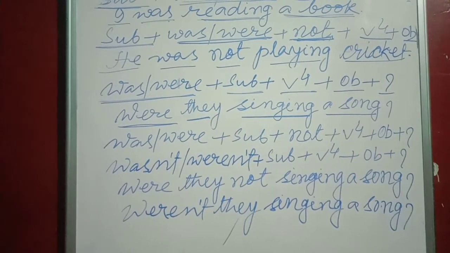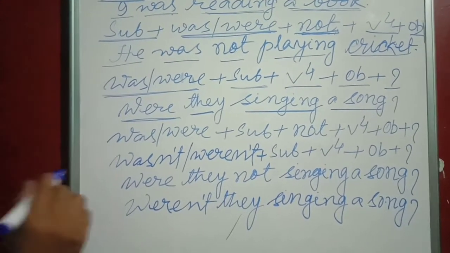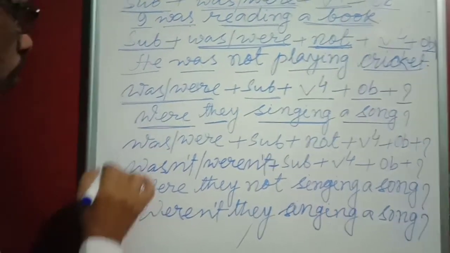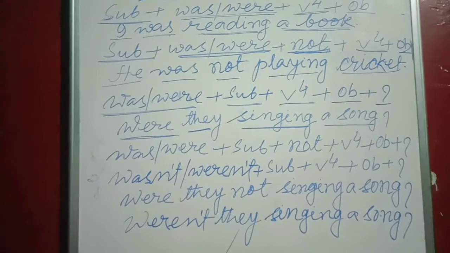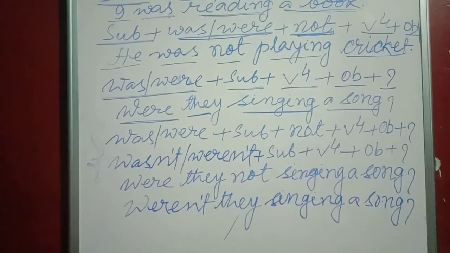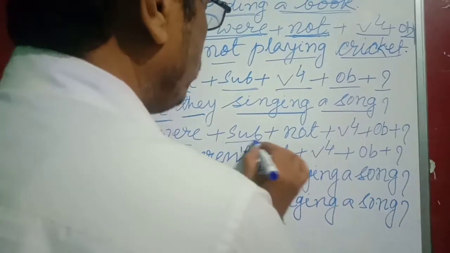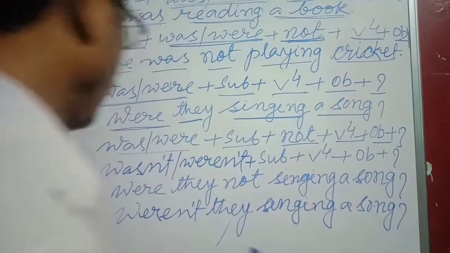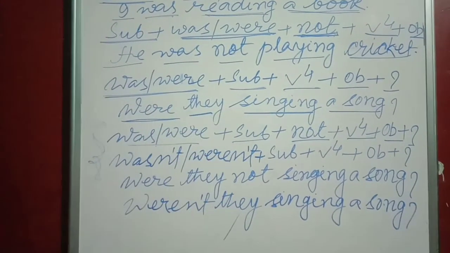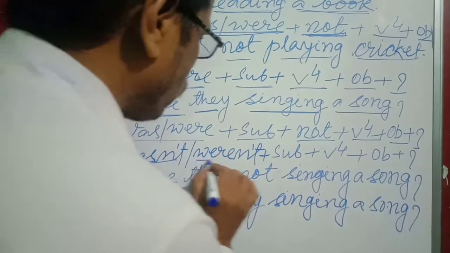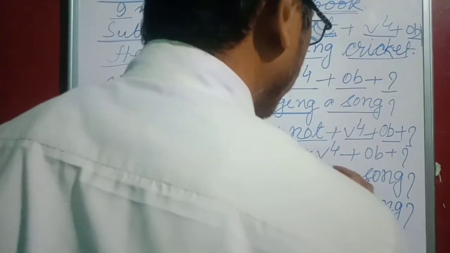If we have to make a negative interrogative sentence, in this way we can make it. We put was or were at the beginning of the sentence, and then subject plus not plus verb 4 plus object, then a question mark. This is the long form. And what is the short form? The short form of was or were, then subject plus verb 4 plus object plus question mark.